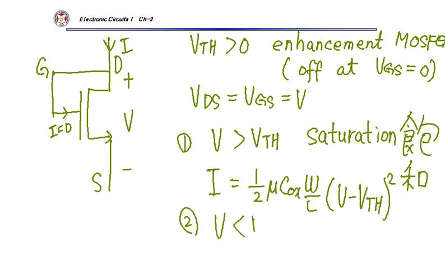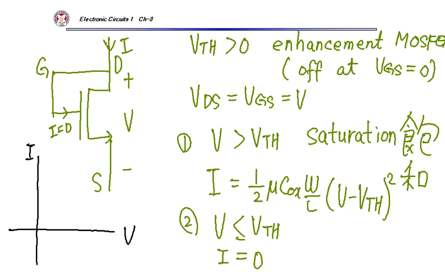when V is less than the threshold voltage, the current is 0. So the IV characteristic of this one is 0 until the threshold voltage, and then it follows the square law relation. Okay.